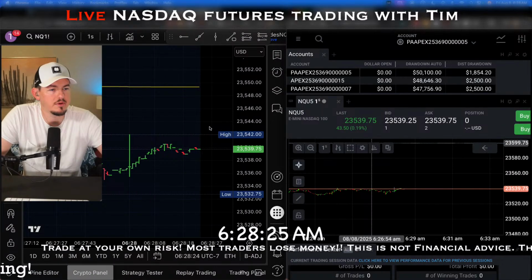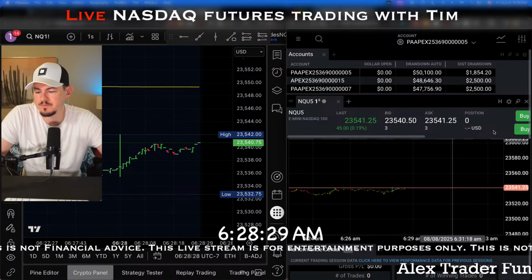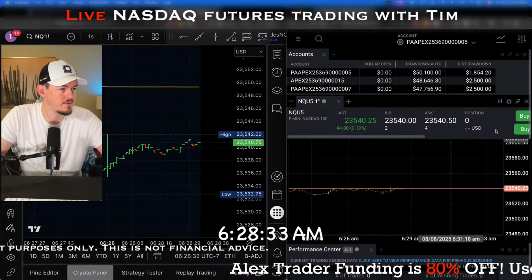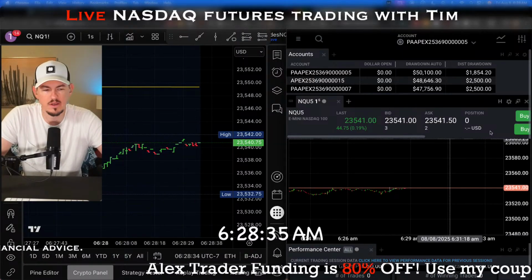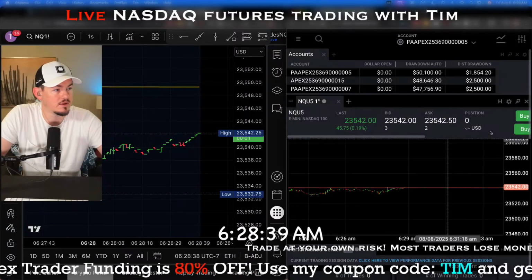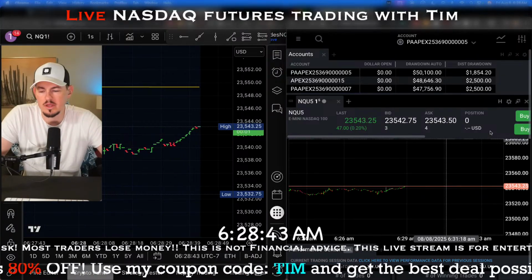This indicator is going to print a green line and a red line on the left TradingView screen. I'll try to call out the lines as they appear, but sometimes it moves pretty quick. There's also a 4-second delay. Trade at your own risk. This is not financial advice. This is for entertainment and educational purposes only.